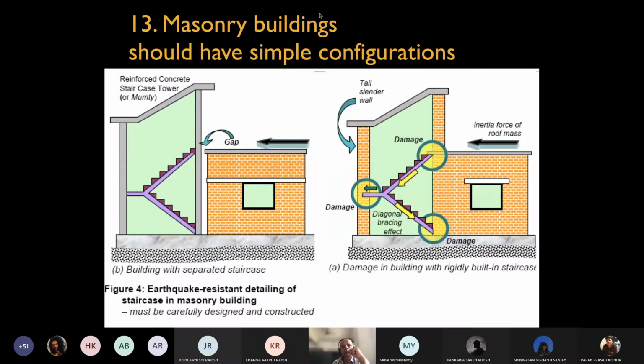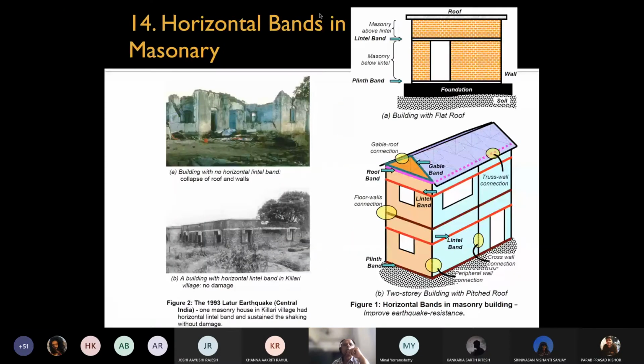Just the shaking of the earth itself doesn't kill people, right? So these are some more images of how horizontal bands, and the lack of horizontal bands, have performed. These are the images from Killari in the 1993 Latur earthquake. The first image shows how the building without horizontal lintel bands collapsed: the roof and walls, everything collapsed.